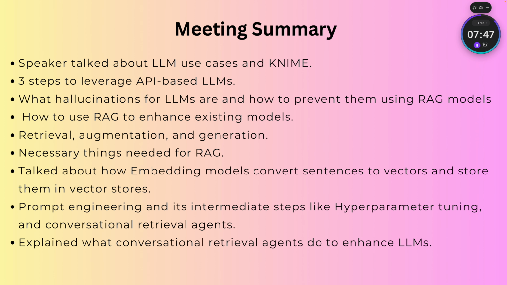Rosaria talked about LLM use cases in KNIME, and the three steps to leveraging API based LLMs, and she also explained what hallucinations are and how to prevent them using RAG models. RAG is retrieval augmented generation, and she talked in more detail about these three steps and how it enhances existing LLMs and prevents hallucinations by making them better. And she also talked about embedding models, so how sentences are converted to vectors and then compressed to just contain the most important information in a sentence, which is the input, and then stored in vector stores.